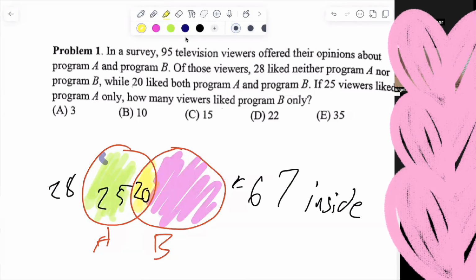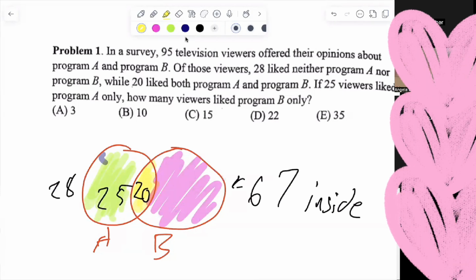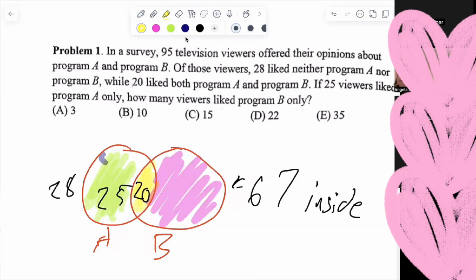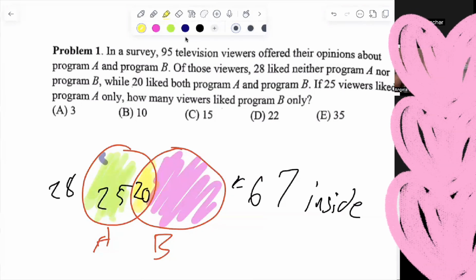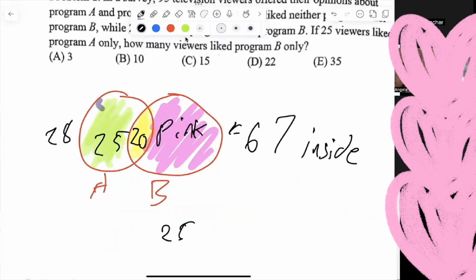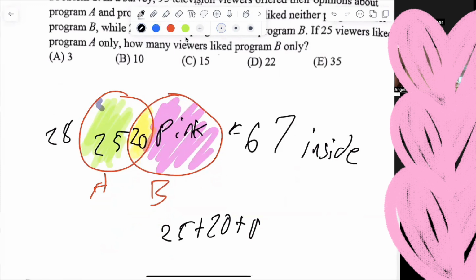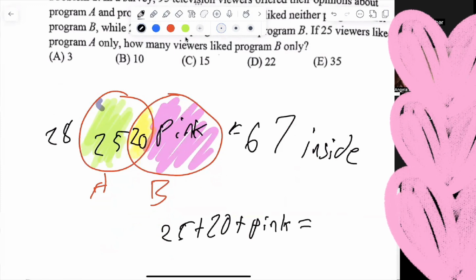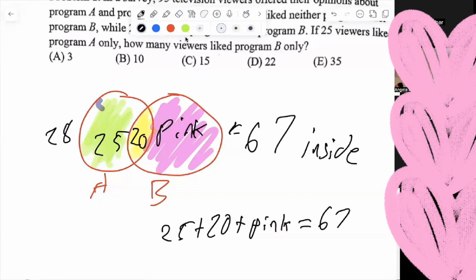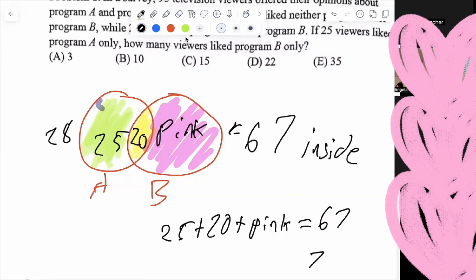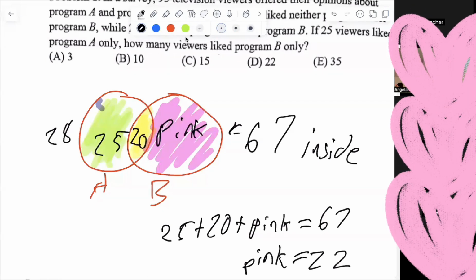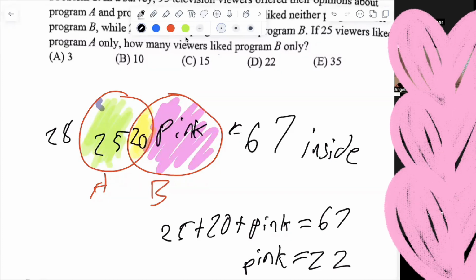So what if we just add all three of those areas, and we know that this is 67 because the total inside is 67. So from there we get 25 plus 20 plus pink is 67. Now you just add 25 plus 20, which is 45. Subtract it from both sides. We get 22 is equal to pink. Which then gives us the answer as how many viewers like program B only. That's 22.